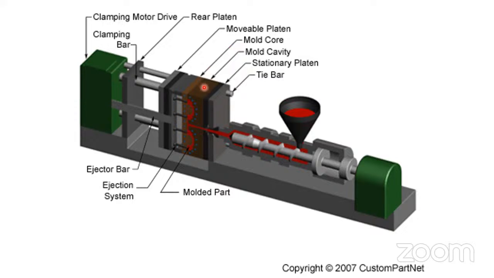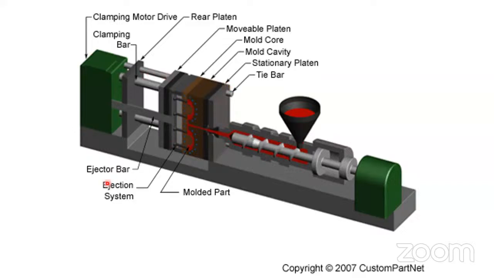Here is a mold cavity and a female mold core. Sir, please share this slide now. Don't worry. This is a mold core here. The tie bars here: see, one, two, three, and four. There are four tie bars.